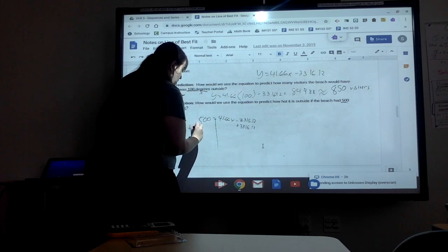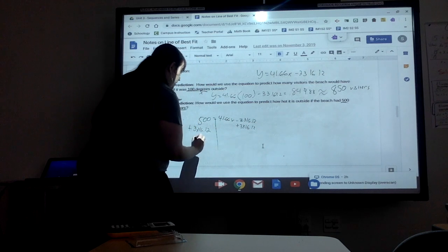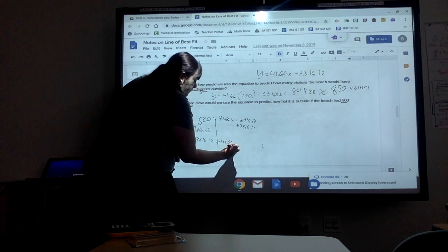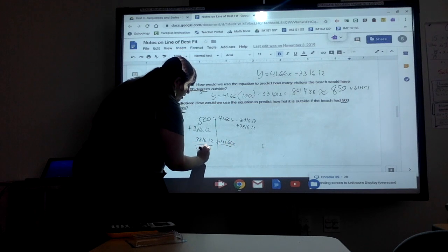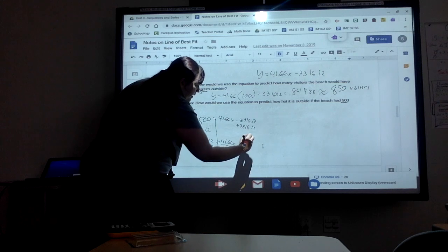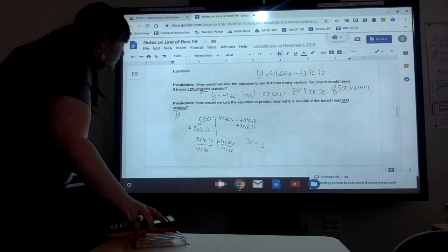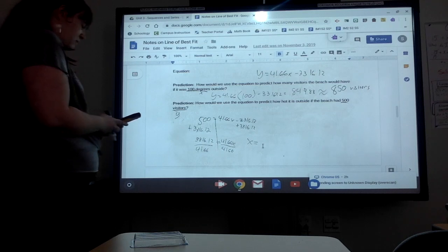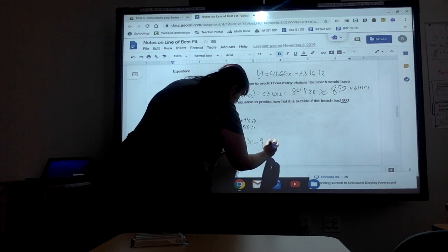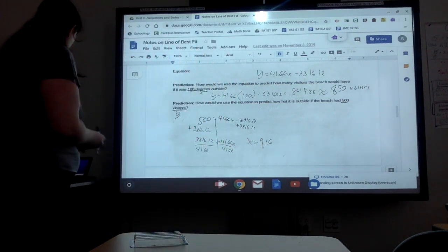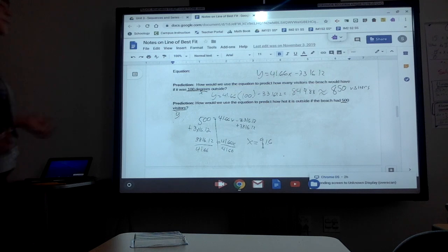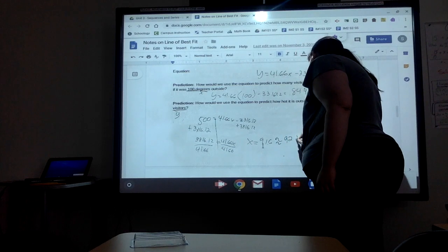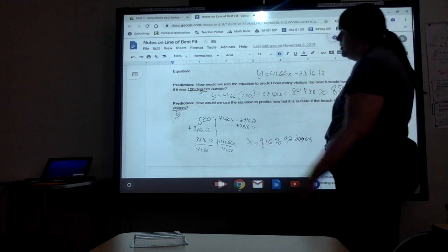this to get 3,816.12. And to get rid of the number in front of x, you divide it away. To find out, in this case, x would equal 91.6. Remember, I'm asking how hot it is. Again, you don't have 0.6 of a degree. So I'm going to round up and say it's about 92 degrees outside if there's 500 people at the beach.